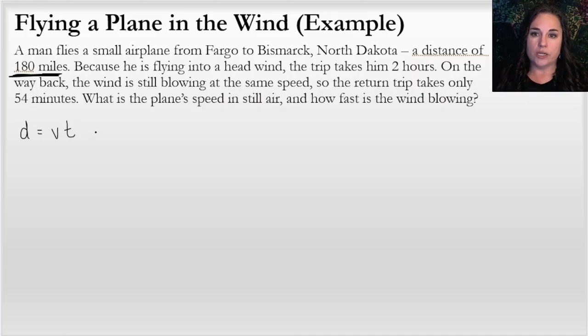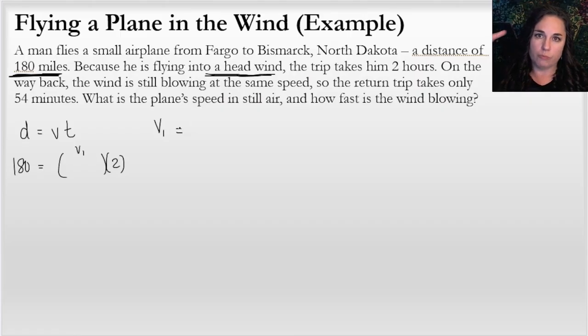So what I know is on the first trip, flying into the wind, the person goes 180 miles, and there's a time of 2 hours, and there's some speed that they have, v1. And I'm going to note that v1 has to be a subtraction of the two speeds. The plane is trying to fly, but the wind is against it, right? So it seems like I need two different variables now. I need the velocity of the plane and the velocity of the wind.